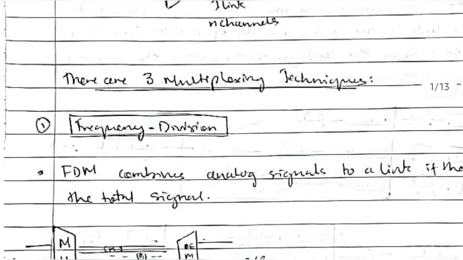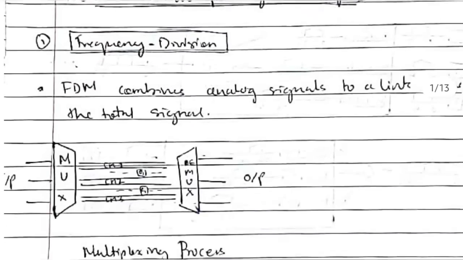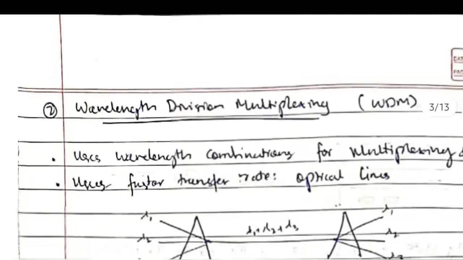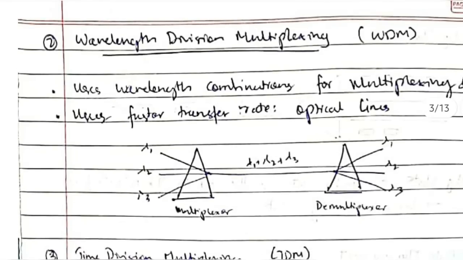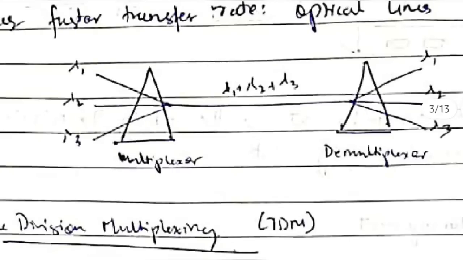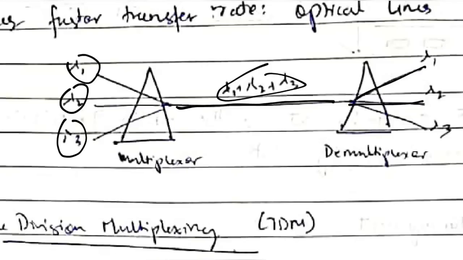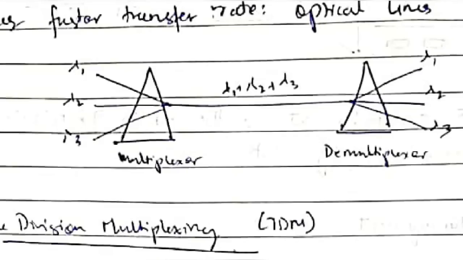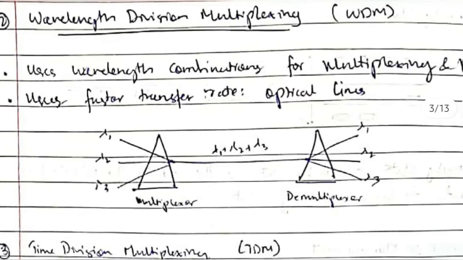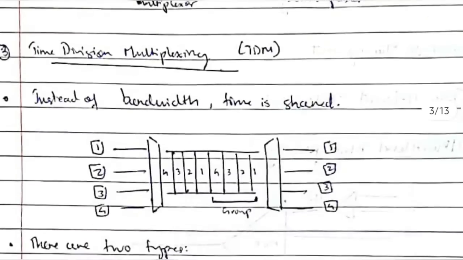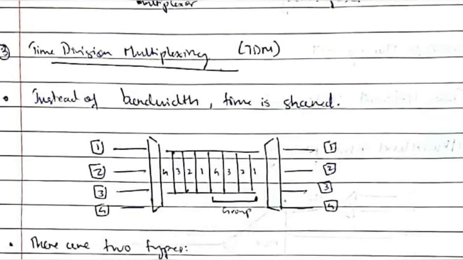First one, frequency division. Let's move on to the second one, which is wavelength division multiplexing. In wavelength division multiplexing, it's the same as the frequency one, but here we will be dividing the wavelength. The different wavelength signals will come, and that will be combined in a single wavelength, and that will be demultiplexed at the receiver end. In the notes it was given this much only, and it's not that important as compared to the previous one. The most important one is time division multiplexing. Let's see what it is.